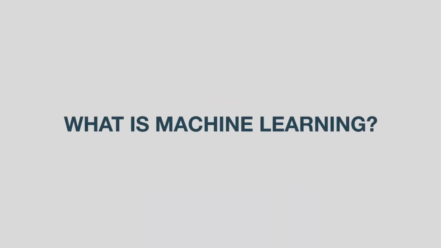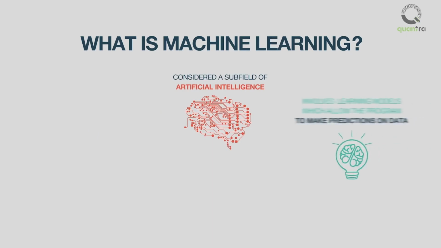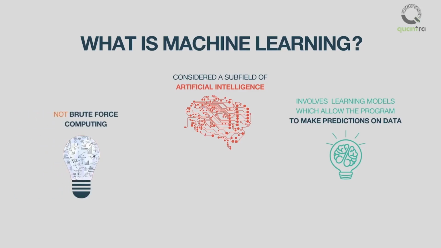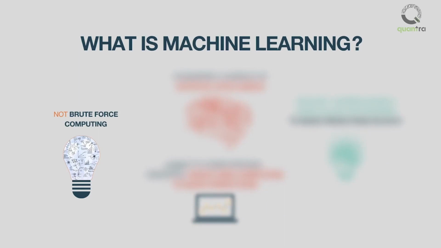What is machine learning? It is considered a subfield of artificial intelligence. It involves a combination of learning models, which allow the program to make predictions on data, and does not require brute force computing. It is more than just a list of instructions which clearly define what the algorithm should do. Moreover, it is closely linked to computational statistics, which uses computers to make predictions.